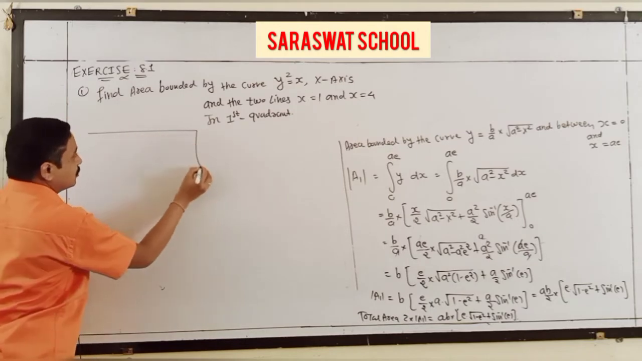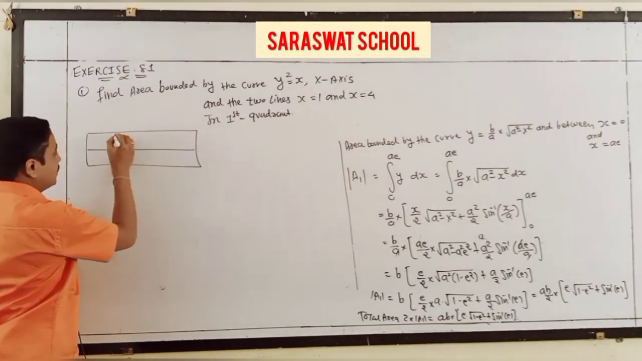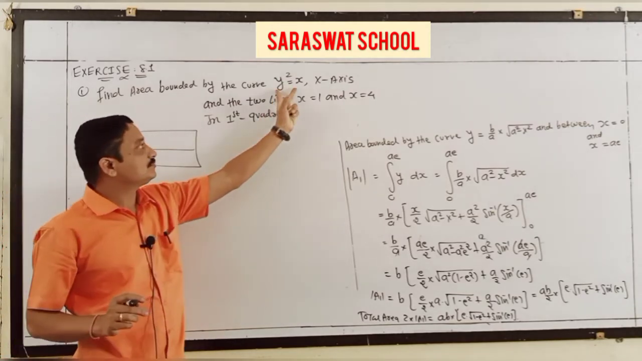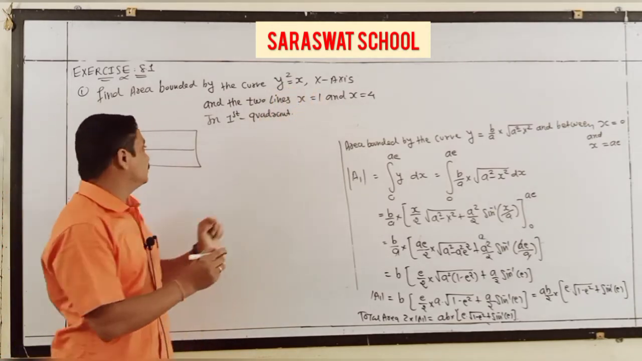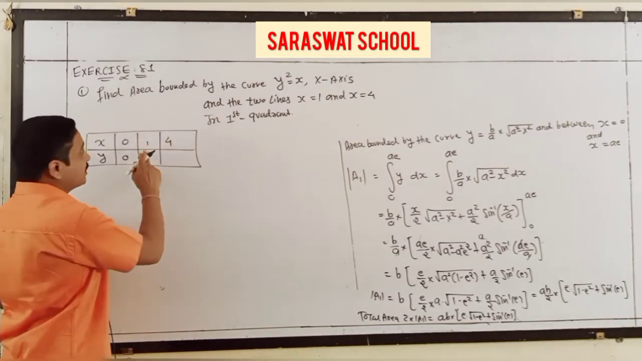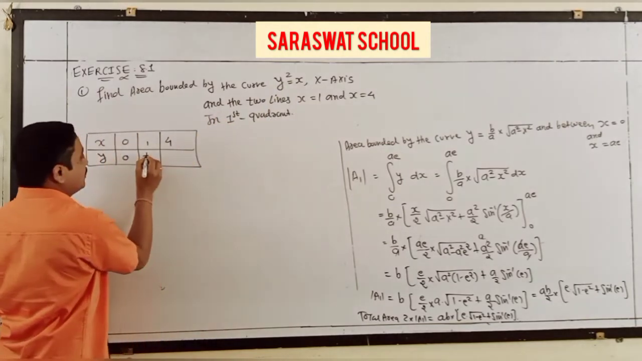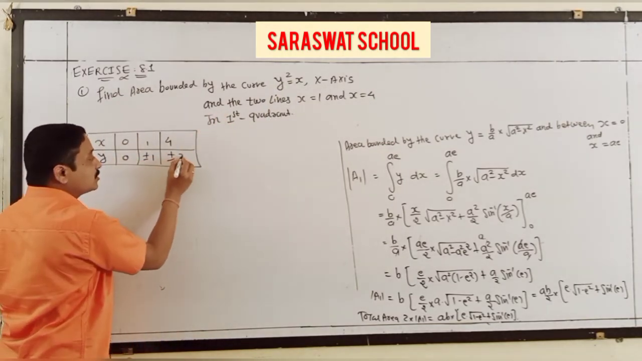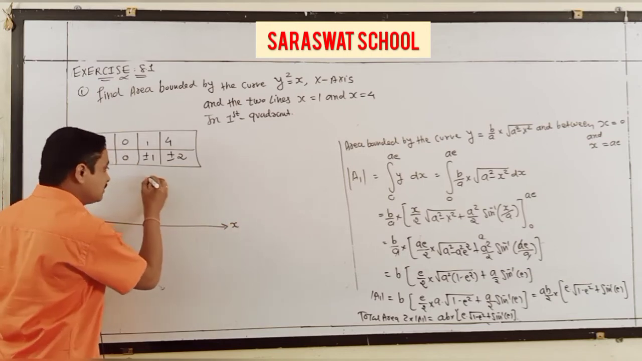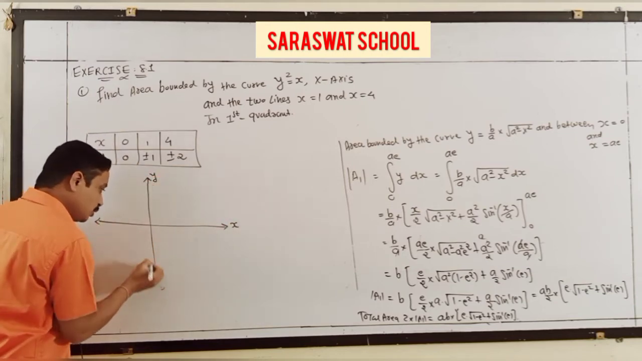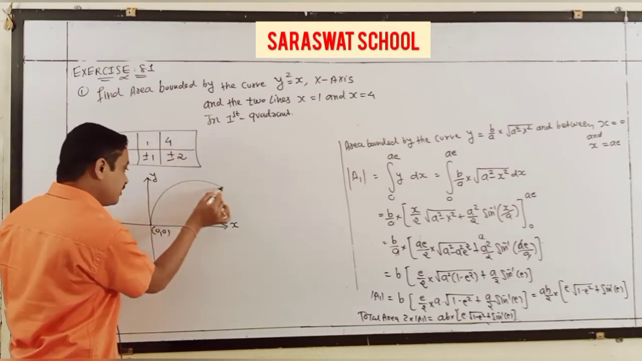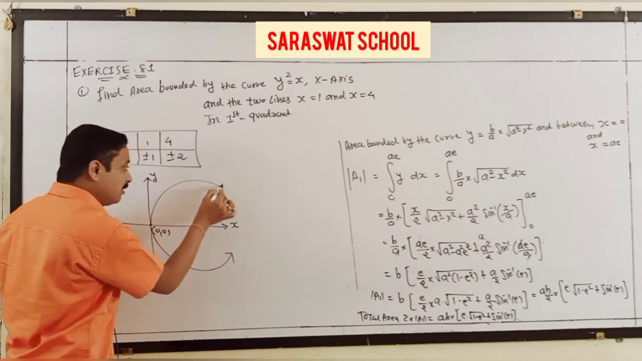I just draw one of the tables, x, y. X taking 0, y taking 0. If you take x as 1 and 4, then y is plus or minus 1, and for 4, plus or minus 2. Your parabola goes this way, with the x-axis, y-axis, and here the origin. y square is equal to x, definitely your parabola moves this way.